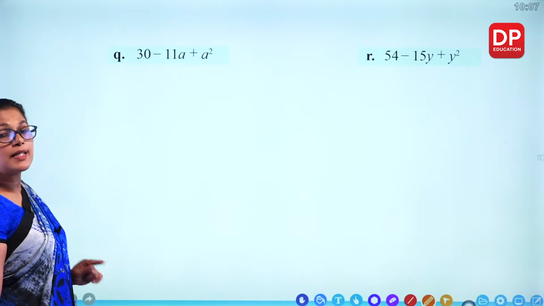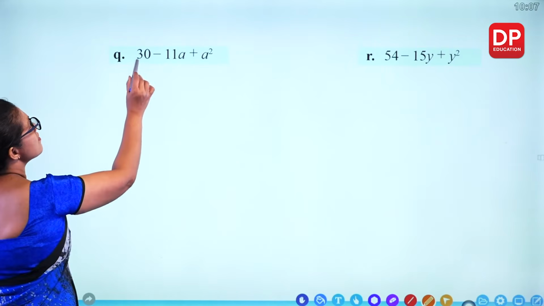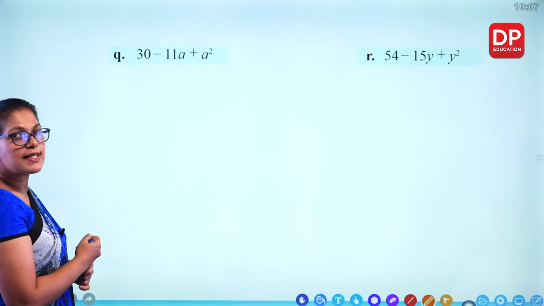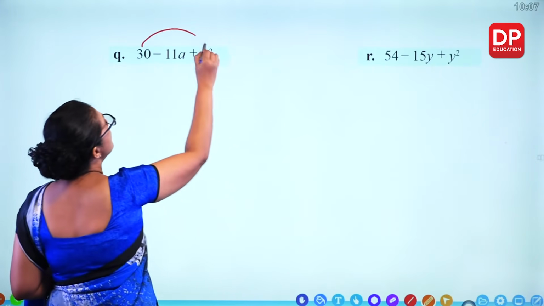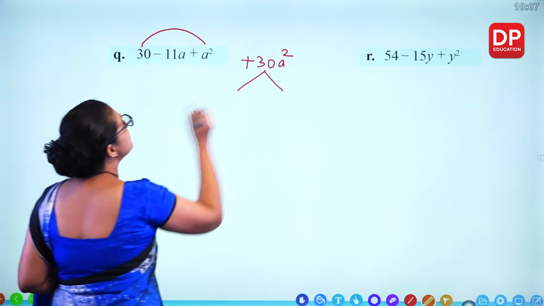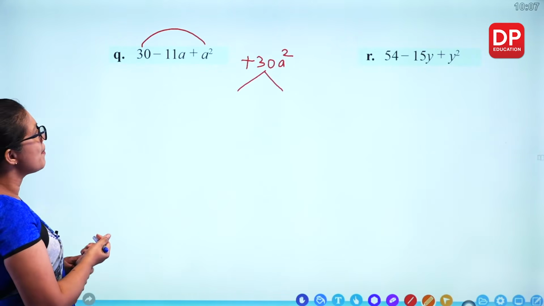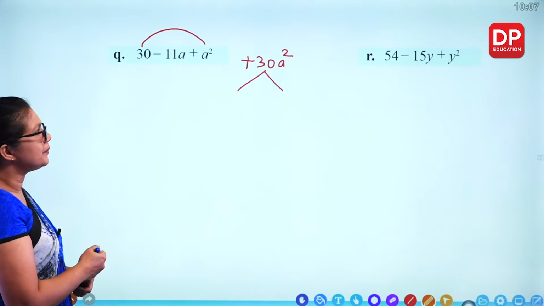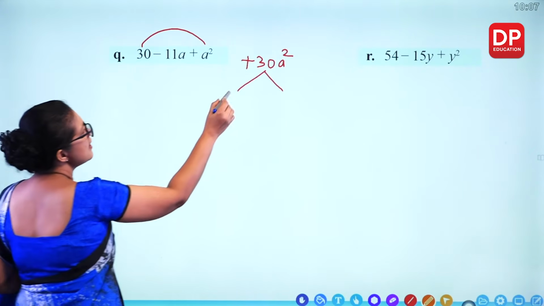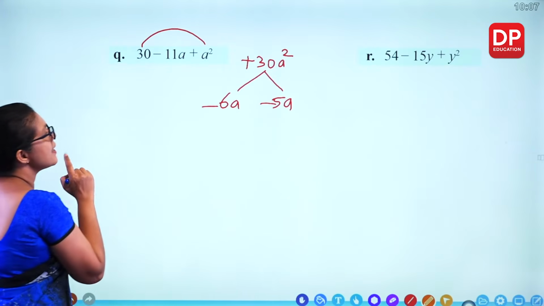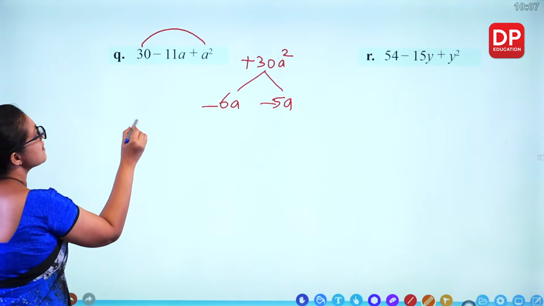This one, middle term is negative. The constant term is positive. What does it mean? Both factors are negative. What are the factors? That means addition we have to think about. Adding the two factors, you need to get 11. 30, 6 and 5. But both factors are negative because the middle term is negative.